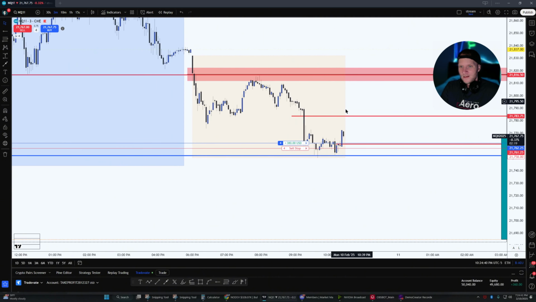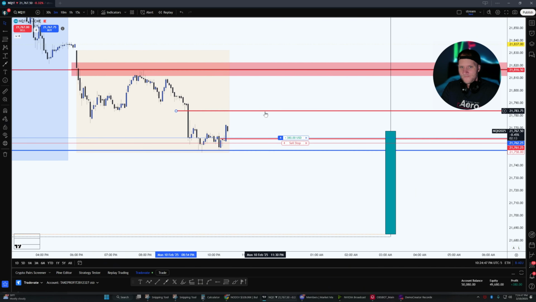So you guys watch me get into this. Right, you saw where I entered at. So where's price going now? If I predict this right, which I don't know, it could still go down. It's not set in stone yet.